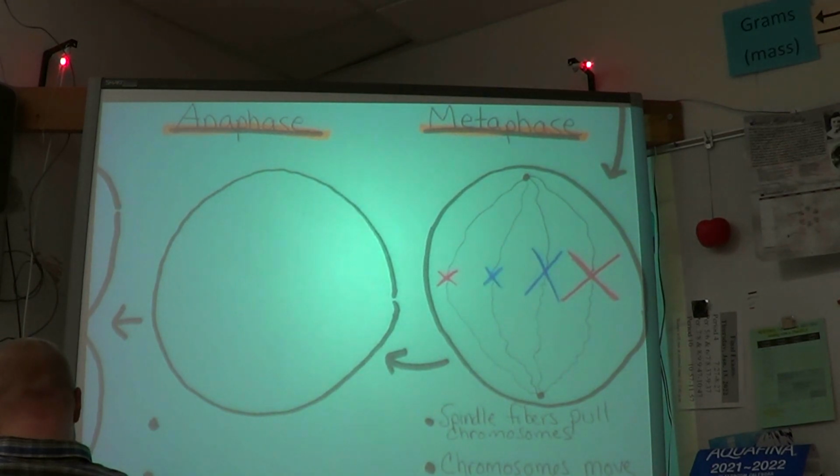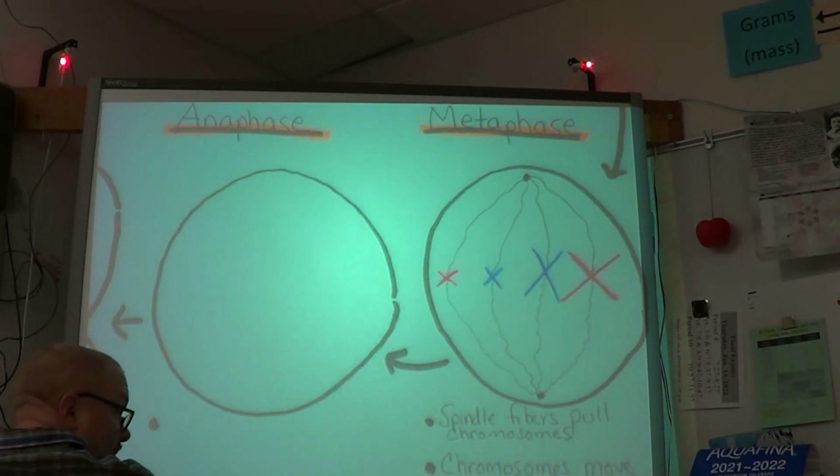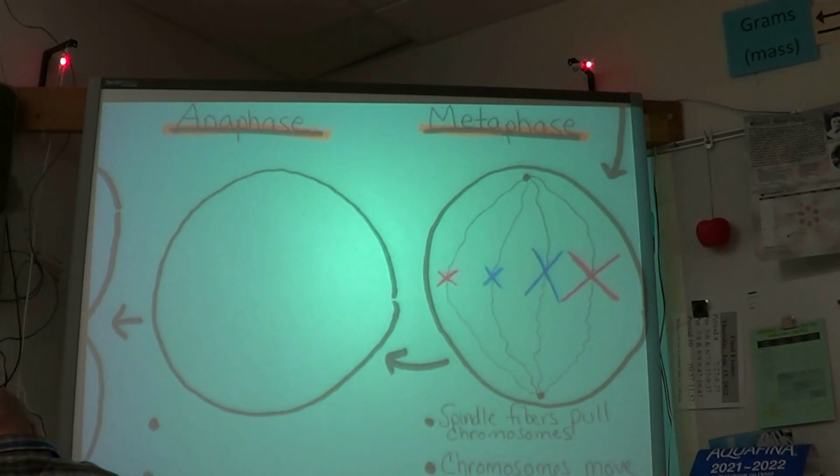Now what's going to get pulled apart? What object is going to get pulled apart here? Chromosomes, right? We're going to pull a chromosome apart. And when we split a chromosome apart, what is one half of a chromosome called? Yeah, they're sister chromatids, right? So what's going to happen during anaphase is we're going to pull the sister chromatids apart.